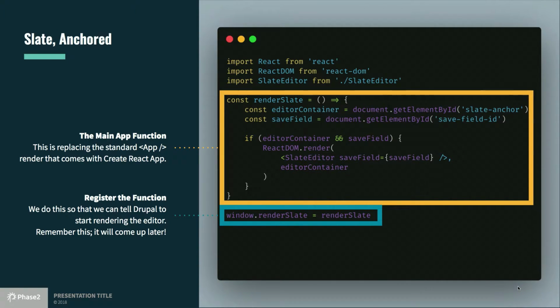And then we're just making sure that we have the anchor and the save field before we attempt to render the editor. This is a standard method for rendering a React app, ReactDOM.render. And we actually have to register the function to the window itself so that Drupal knows where it is.